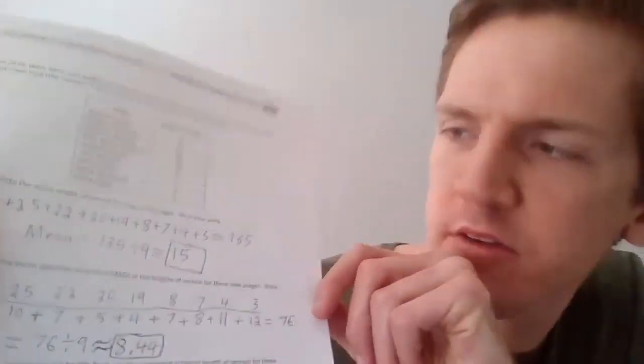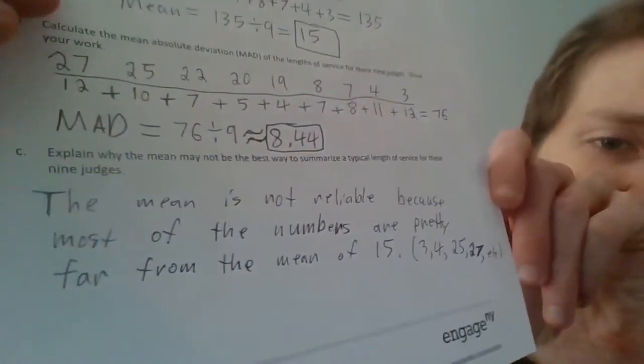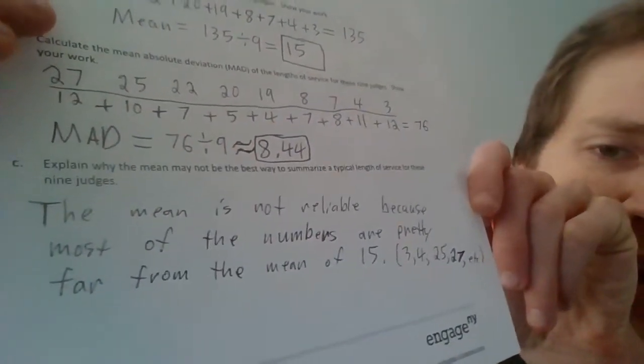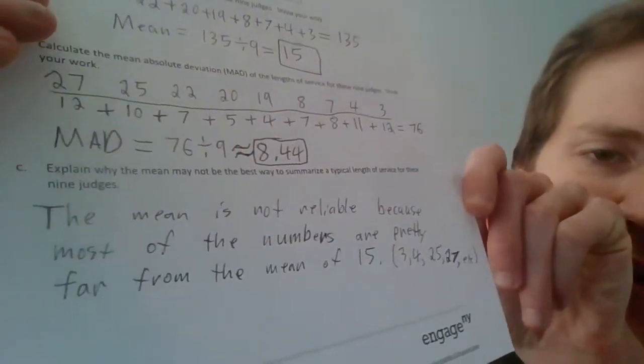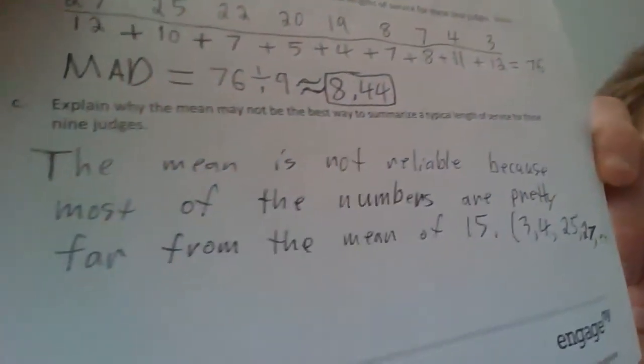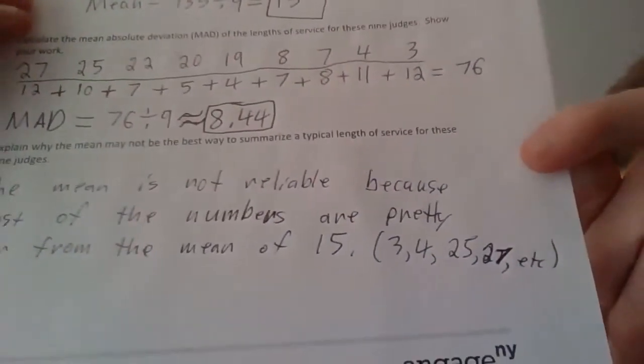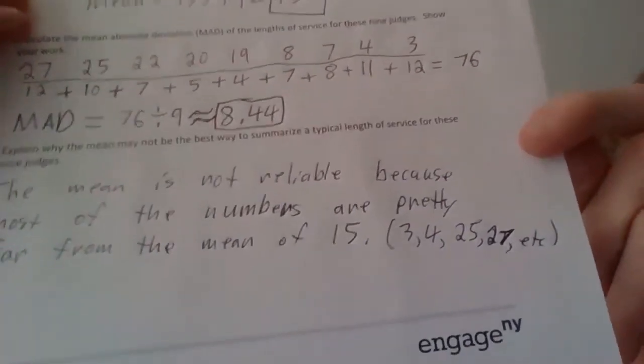Etc. again just means that there could be more. I'm just not writing them all. So, like we're saying there, the mean is not reliable because most of the numbers are pretty far from the mean of 15. And I just gave some examples of some numbers that are pretty far from that mean. So I don't think the mean's a very reliable source on this one.